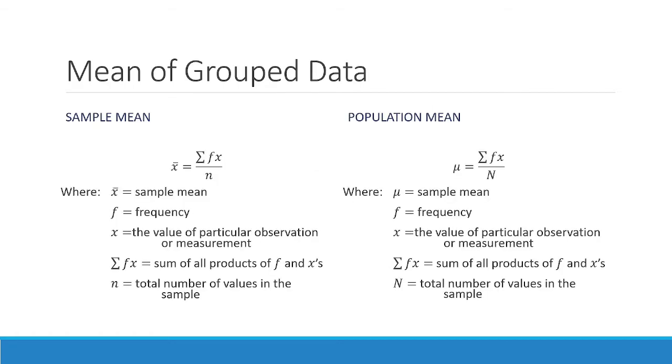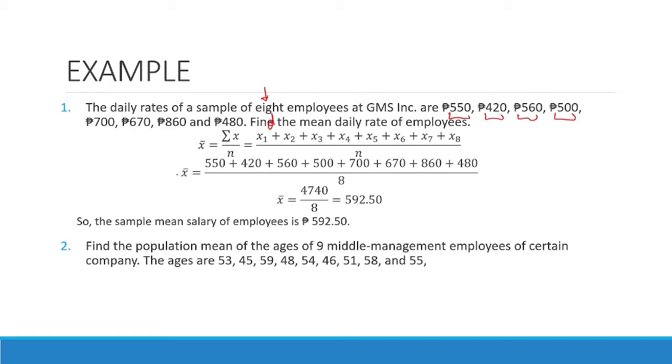So same scenario, you just need to change the notation that you are using, but the concept or the system of computing is the same. So all you need to do here is just write mu, wherein mu is equal to the summation of all values divided by our population size, which is capital N. So N here will be 9, and our x's will be 53, 45, 59, 48, 54, 46, 51, 58, 55. You just need to add all of them.